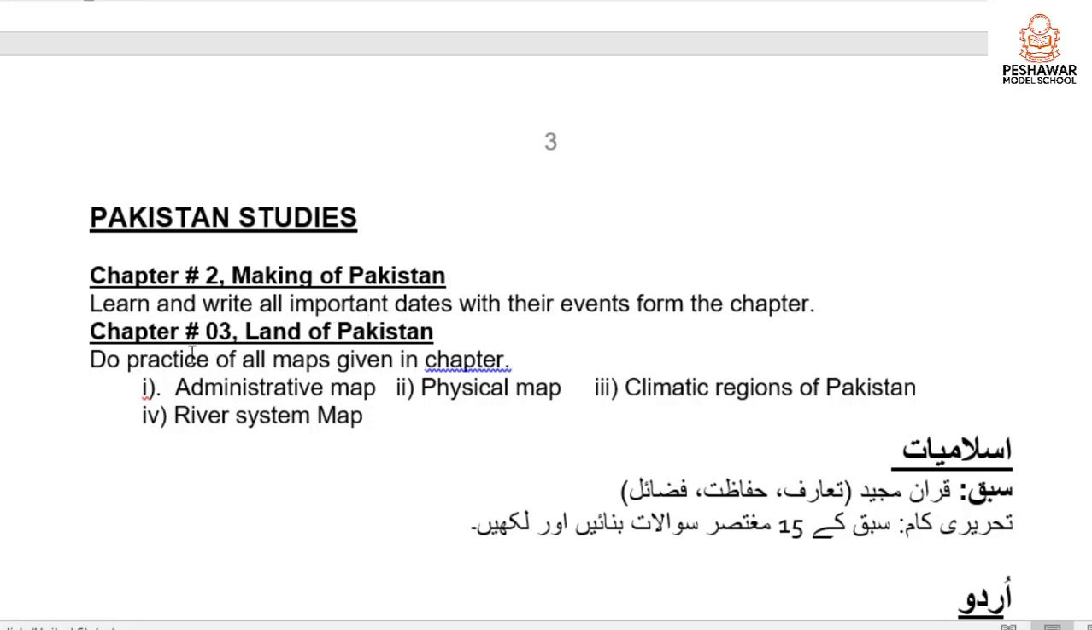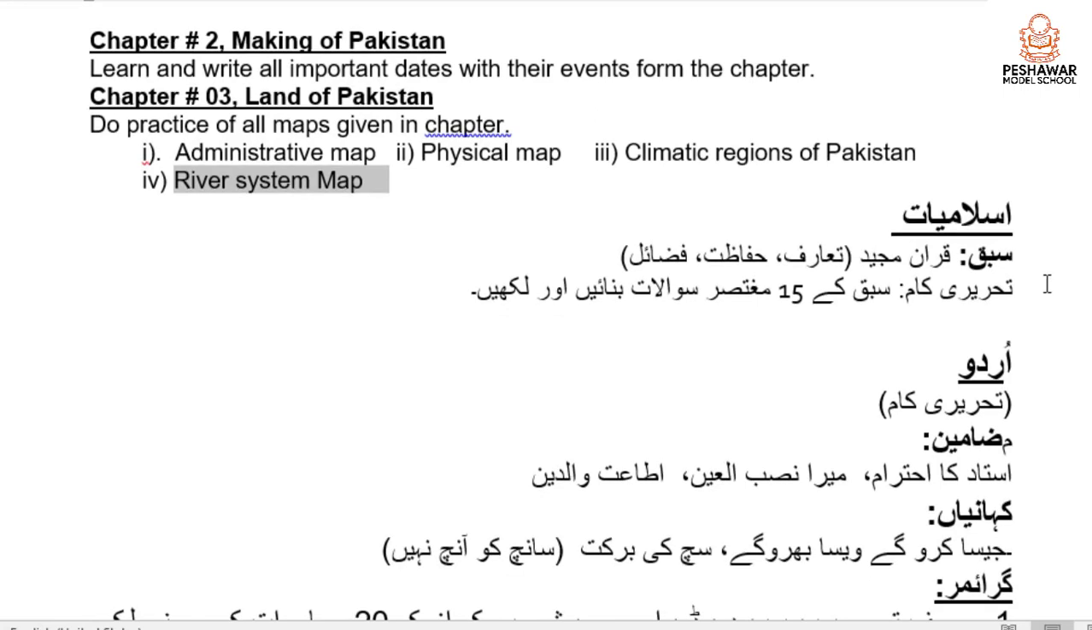Chapter number 3 is land of Pakistan. Do practice all of the maps given in the chapter. So you can find the maps in the chapter and you have to practice them as well. The first one is the administrative map, physical map, the climatic regions of Pakistan, and the river system map, and you can easily find these maps on Google as well.